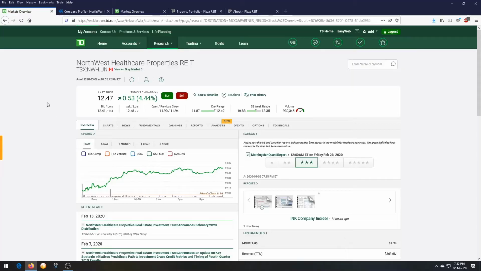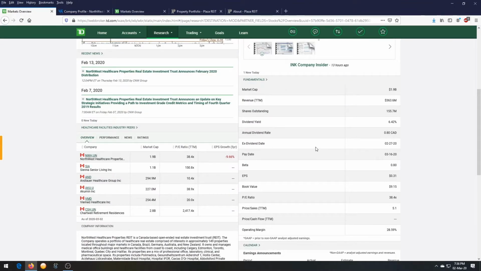So let's take a look at two REITs, both of which I currently own, so I could show you two examples. Alright guys, so let's check out two examples here. The first one is Northwest Healthcare Properties REIT. As you could guess by the name of the REIT, they specialize in healthcare properties. Let's check out the dividend information.